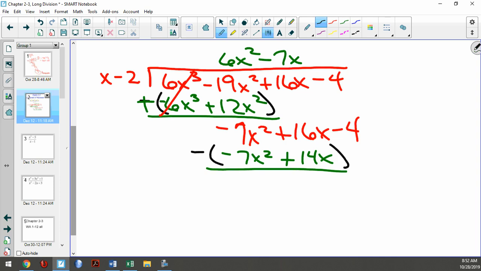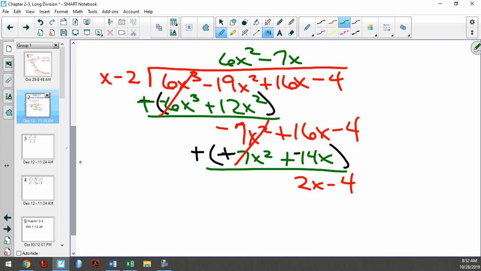Now, we are subtracting a quantity, which means what are you actually doing to every term in that second line there? You're changing the sign of it, right? So this makes that a positive 7x squared and a minus 14x. Add straight down. Those cancel out, and you're left with a 2x minus 4. Yes?